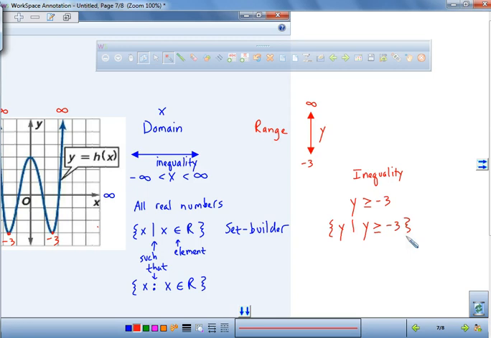Now, in function notation, do you see right over here it says y equals h of x. So what are all of our y values equal to? This function known as h of x. So you could also write in set builder notation the set of all h of x values such that h of x is greater than or equal to -3. These all mean the exact same thing.